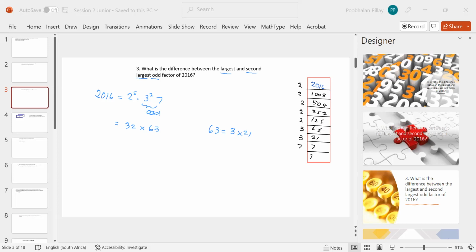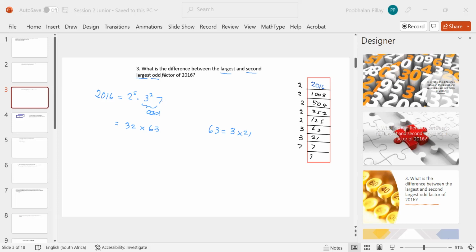3 goes exactly into this because 6 plus 3 is 9. And it goes into this 21 times. And 21, 2 plus 1 is 3. And 3 goes again into that. You come down to 7, and 7 is a prime number. It stops there. 7 goes into 7 one time. So if you group all these things together, you get 2016. This becomes the factorization, right?